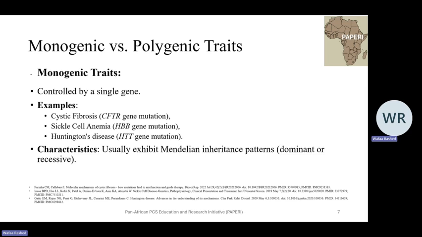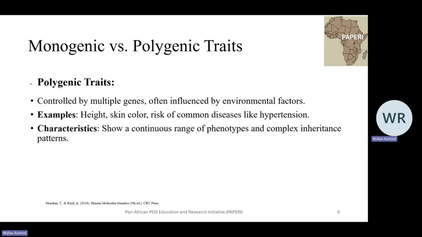So, what about polygenic traits? Polygenic traits, as I told you before, are controlled by multiple genes, often influenced by environmental factors. The same examples: height, skin color, risk of common diseases like hypertension, and so on. So the main characteristics are a continuous range of phenotypes and complex inheritance patterns. And I will explain these parts in the following slides.